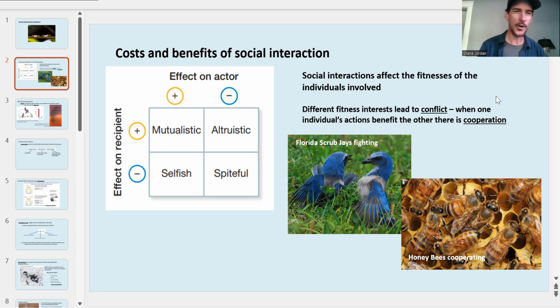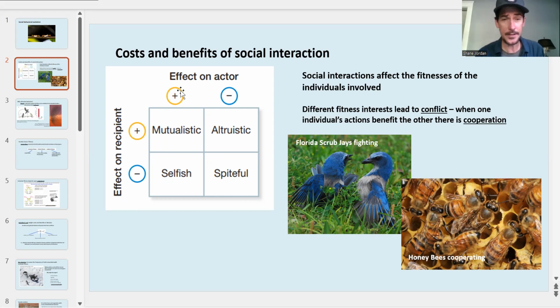So actors are individuals who do something, and that thing that they do has an effect upon the recipients. And we can look at these types of interactions as having four different possible outcomes, depending on whether the effects are positive or negative for the actor, or positive or negative upon the recipient. If the effect on the actor is positive and the effect on the recipient is also positive, we would call that relationship a mutualism.